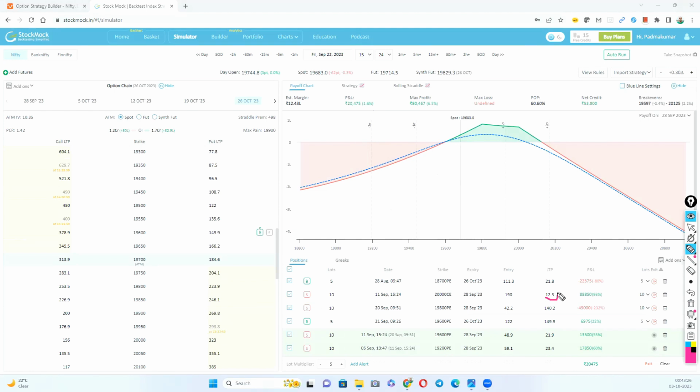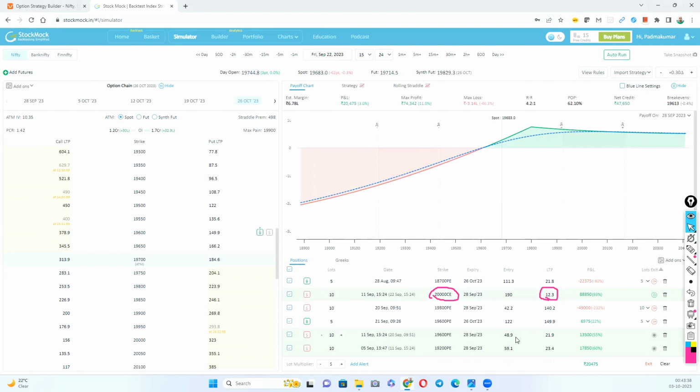Let's see, the 20,000 call has come down to 12 rupees. So this is not good to hold anymore. Close this one, roll down. Maybe we already have a 19,800 put, but we'll have to come down to the 19,800 call from the September series. Yeah, 54.